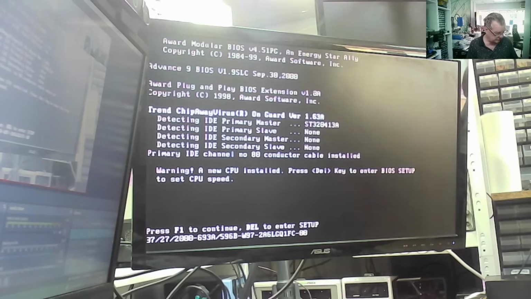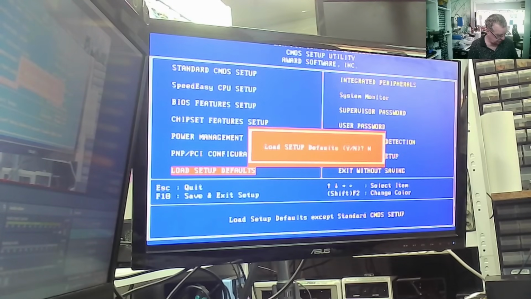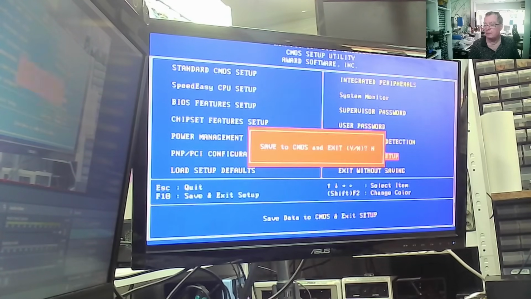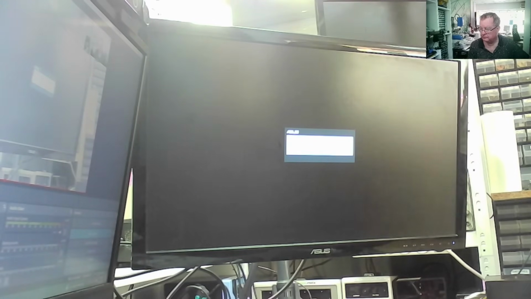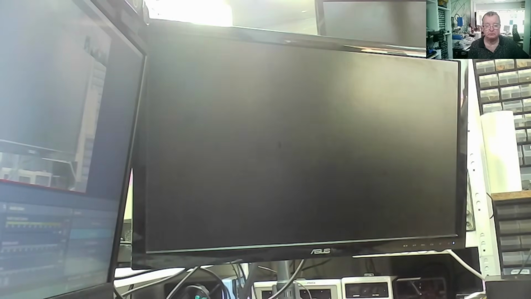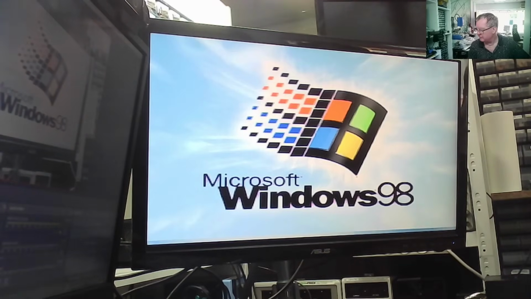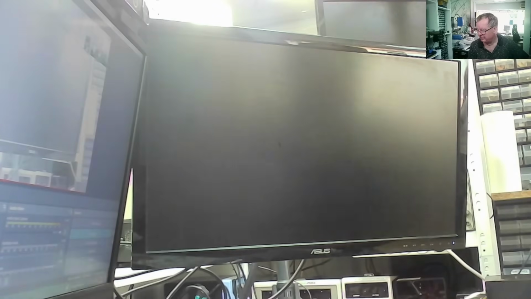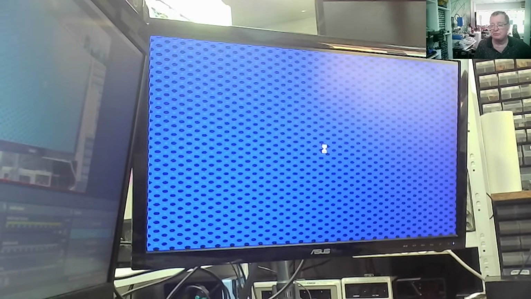Okay, go to the BIOS, load the defaults, save. Interestingly, this loads Windows 98 faster than my modern machine loads Windows 10, yeah? What does that tell us? And that's with an SSD on, yeah? Okay, it's still finding drivers, but I'm just going to show you what this is.